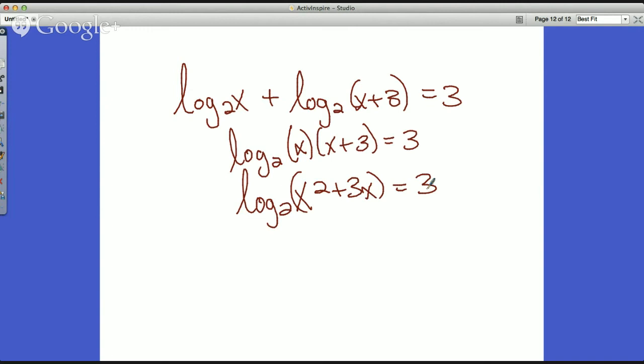How could I solve this? Turn it into the other form. What form? Exponential. Nicely done.